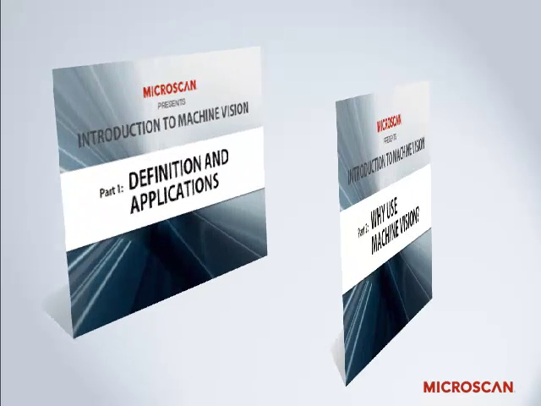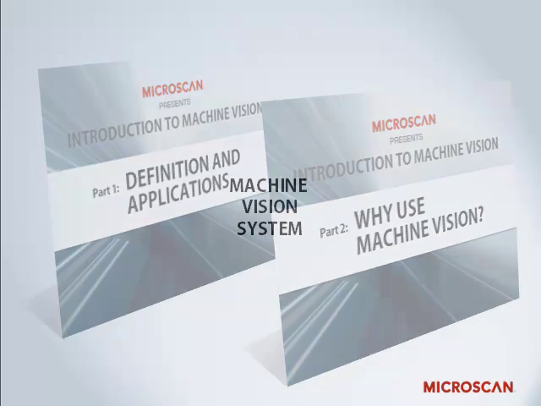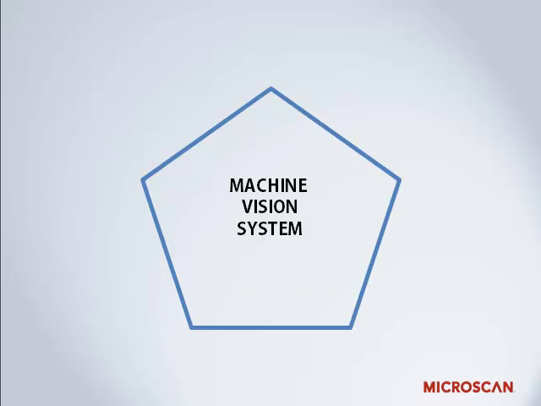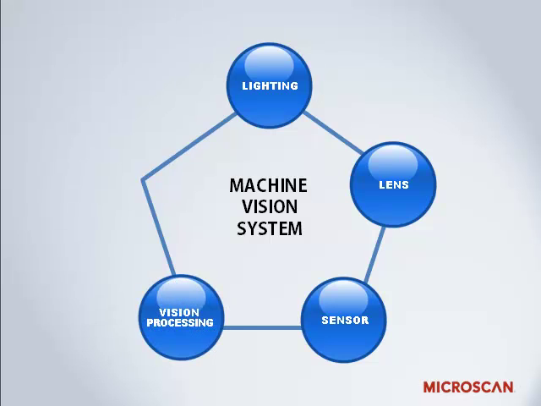If you've tuned into our previous presentations, then you're already familiar with some of the applications of machine vision and the benefits it brings to the production process. There are typically 5 components that make up a machine vision system. They include the lighting, lens, sensor, vision processing, and communication.